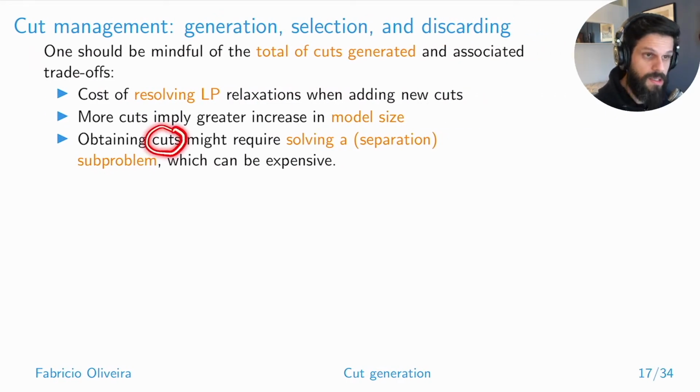To obtain the cut, sometimes you might have to solve a separation problem. You can think of a separation problem simply as the process of trying to find and execute a heuristic, or execute a procedure, that can give you the cut. Lifted cover inequalities, for example, require a heuristic procedure that is almost solving a minimization problem. So you might have to do some work to generate a cut, which might involve solving a subproblem.